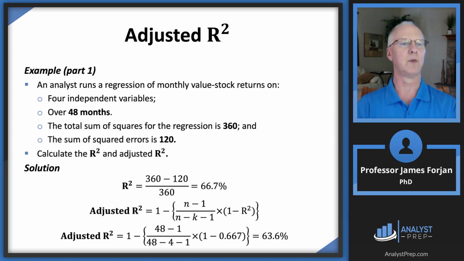Here's a quick example. Let's suppose that we look at some monthly stock returns, 4 independent variables over 48 months. There's some output, calculate R square and adjusted R square. So in this case, the R square turns out to be about 67%. The adjusted R square turns out to be about 64%.